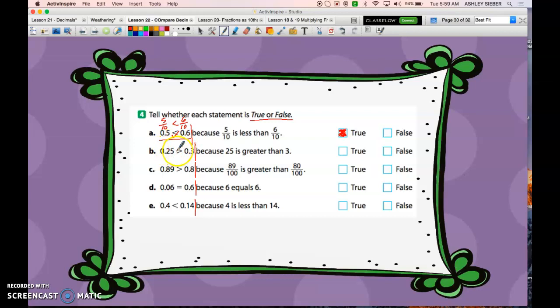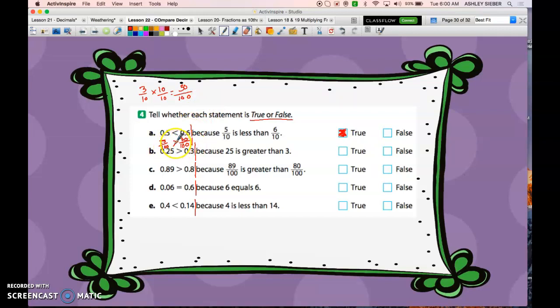25 hundredths is greater than 3 tenths. Let me erase this so I can... Let's see. I'm not even going to read the because part yet. I know that this means 25 hundredths, and this means 3 tenths. Well, if I come up here and I change 3 tenths to hundredths, I can do this by multiplying times 10 tenths, and I get 30 hundredths.